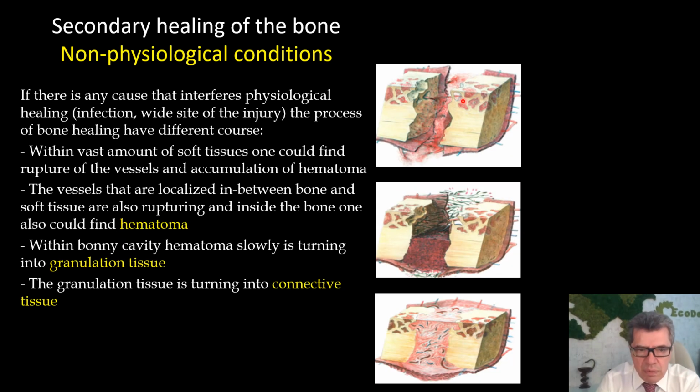The secondary healing of the bone is a non-physiological condition. If there is any interference with the physiological healing, such as infection at the site of injury, bone healing takes a different course. Within a vast amount of soft tissue, one could find rupture of the vessels and accumulation of hematoma. The vessels localized between the bone and soft tissue rupture, and inside the bone one could also find hematoma. Within the bony cavity, the hematoma slowly turns into granulation tissue, and the granulation tissue turns into connective tissue.